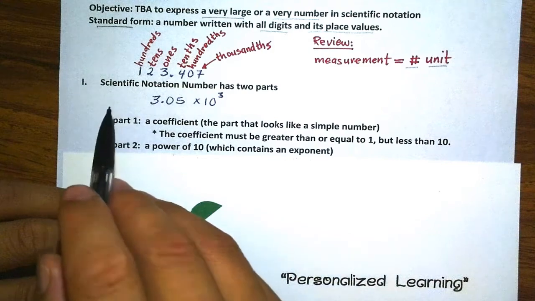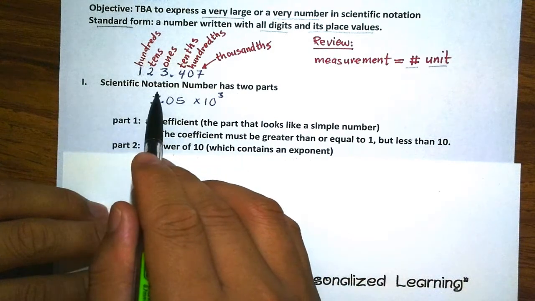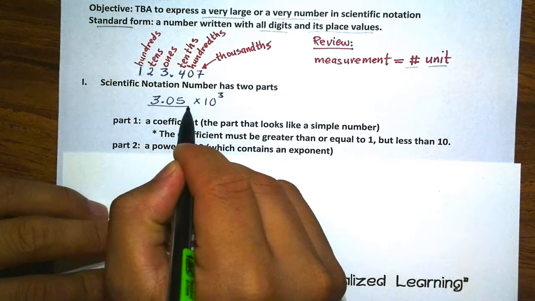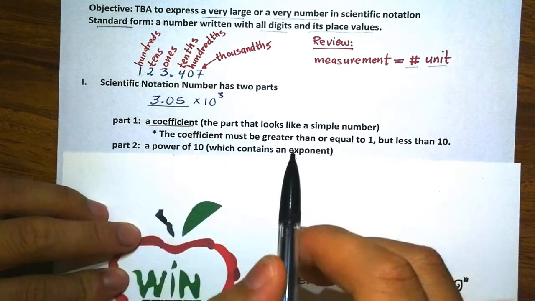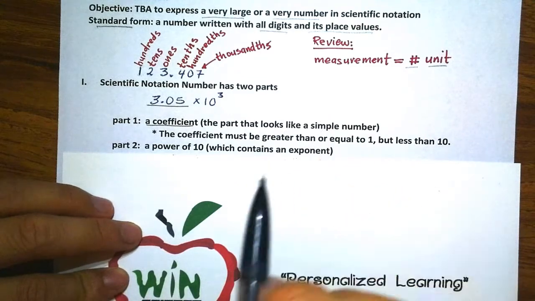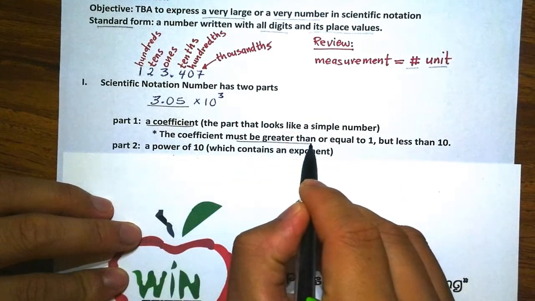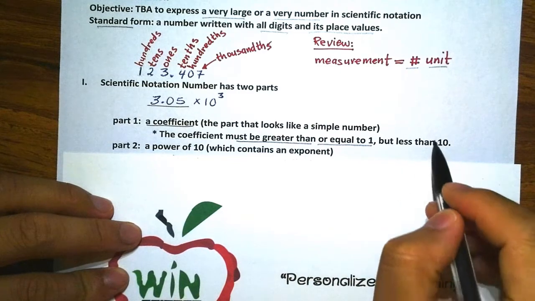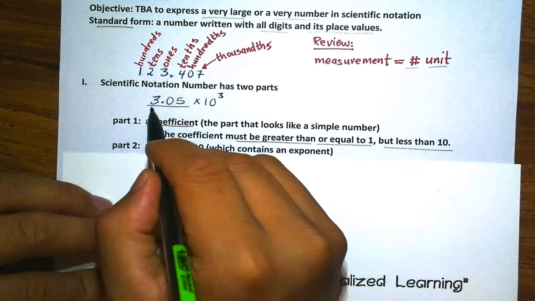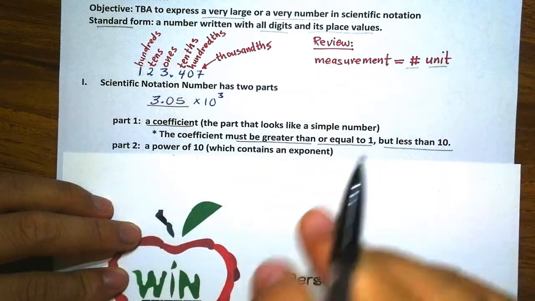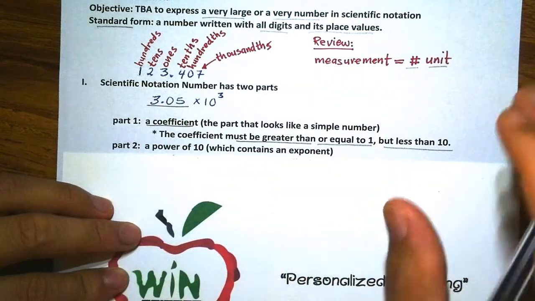And if we look at the notation of a scientific number, there are 2 parts. The first part is called the coefficient. And the requirement for the coefficient is this. The coefficient must be greater than or equal to 1, but it has to be less than 10. Just like 3.05 is greater than 1, but it's less than 10.